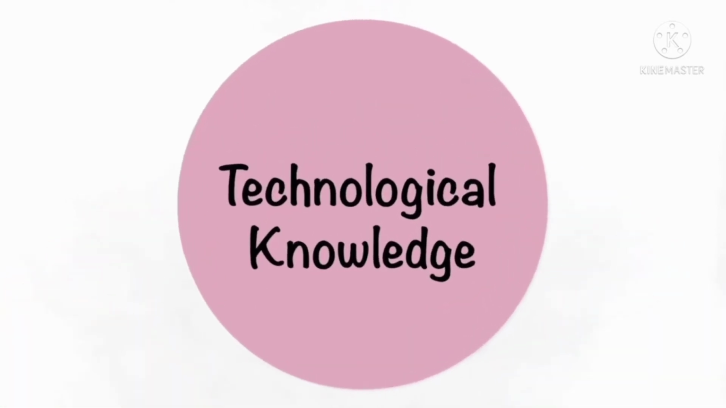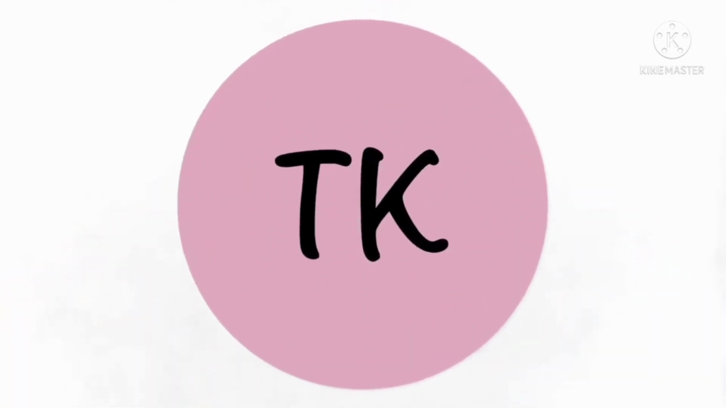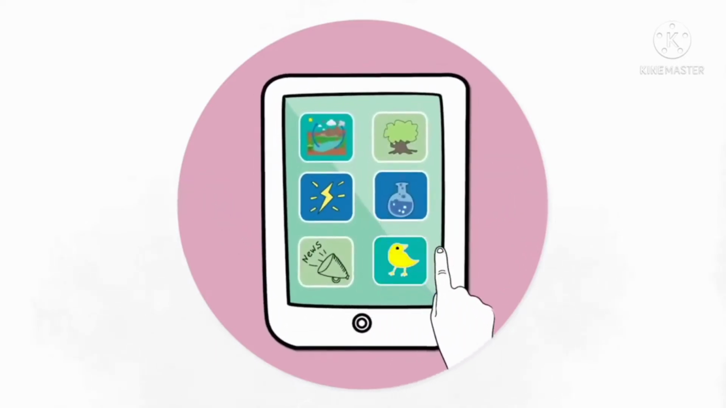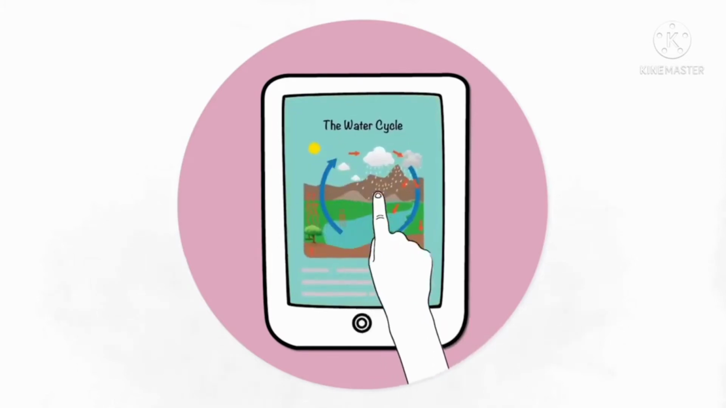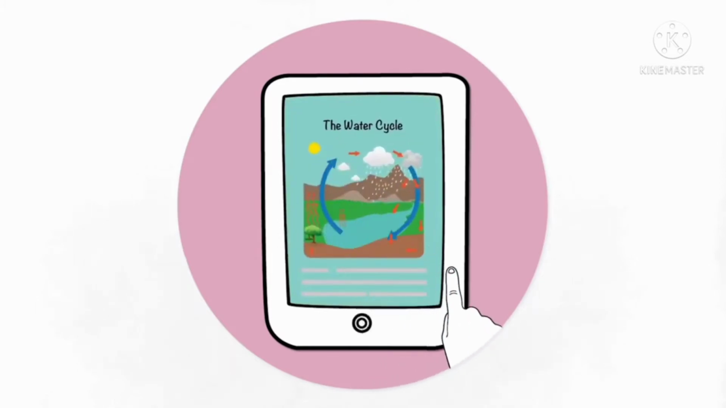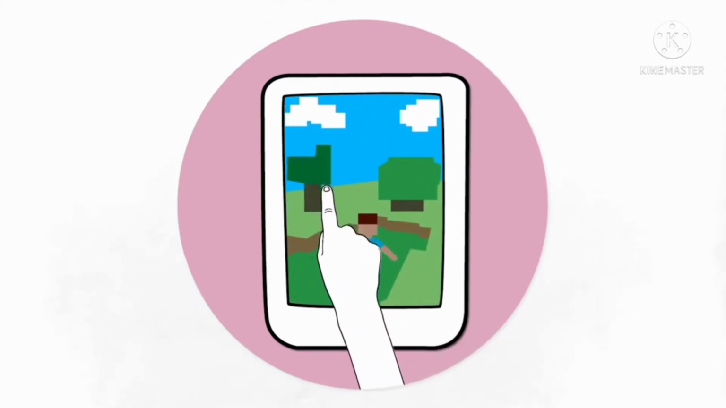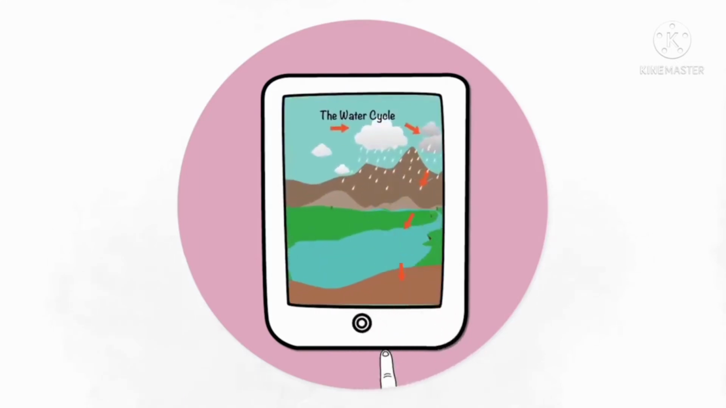Next, we have technological knowledge, or TK, which represents your knowledge about the tools, including how to select, use, and integrate technology into your curriculum. But it's not just about the devices, it's also the quality of content that students access through apps, websites, and games for learning by integrating technology into PCK.